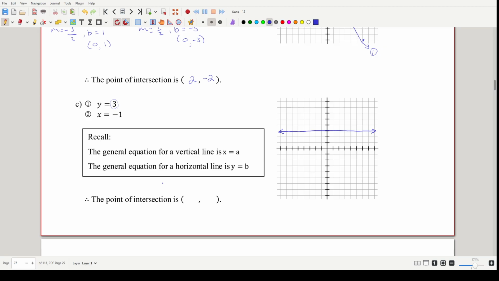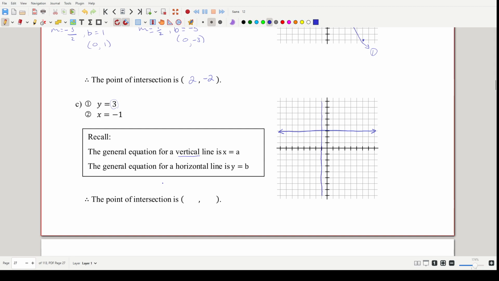Similarly speaking, this next equation is saying for any value of y, x is going to be -1. So no matter where we go vertically, x is still going to be -1. In this case, that means we have a vertical line. So in this case, it's going to be a -1. So any value of y is going to have an x value of -1.